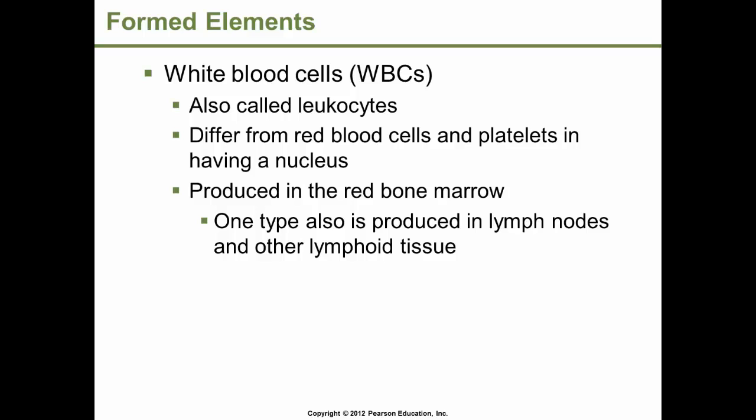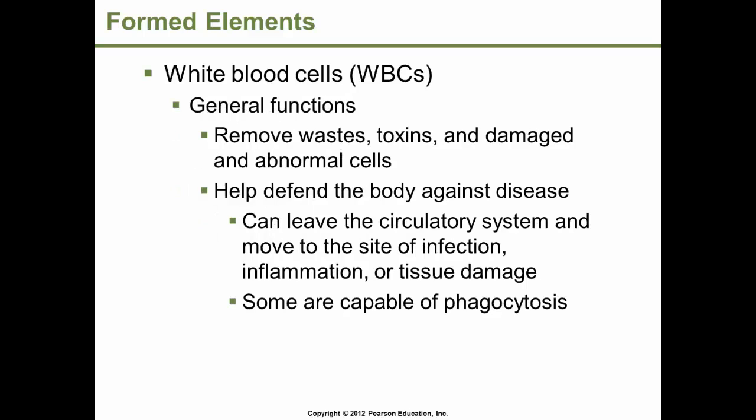White blood cells are also termed leukocytes. They differ from red blood cells and platelets in that white blood cells have a nucleus. They are also produced, of course, in the red bone marrow. One type is also produced in the lymph nodes, and another in lymphatic tissue that we'll talk about in Chapter 13. White blood cells represent less than 1% of the whole blood.